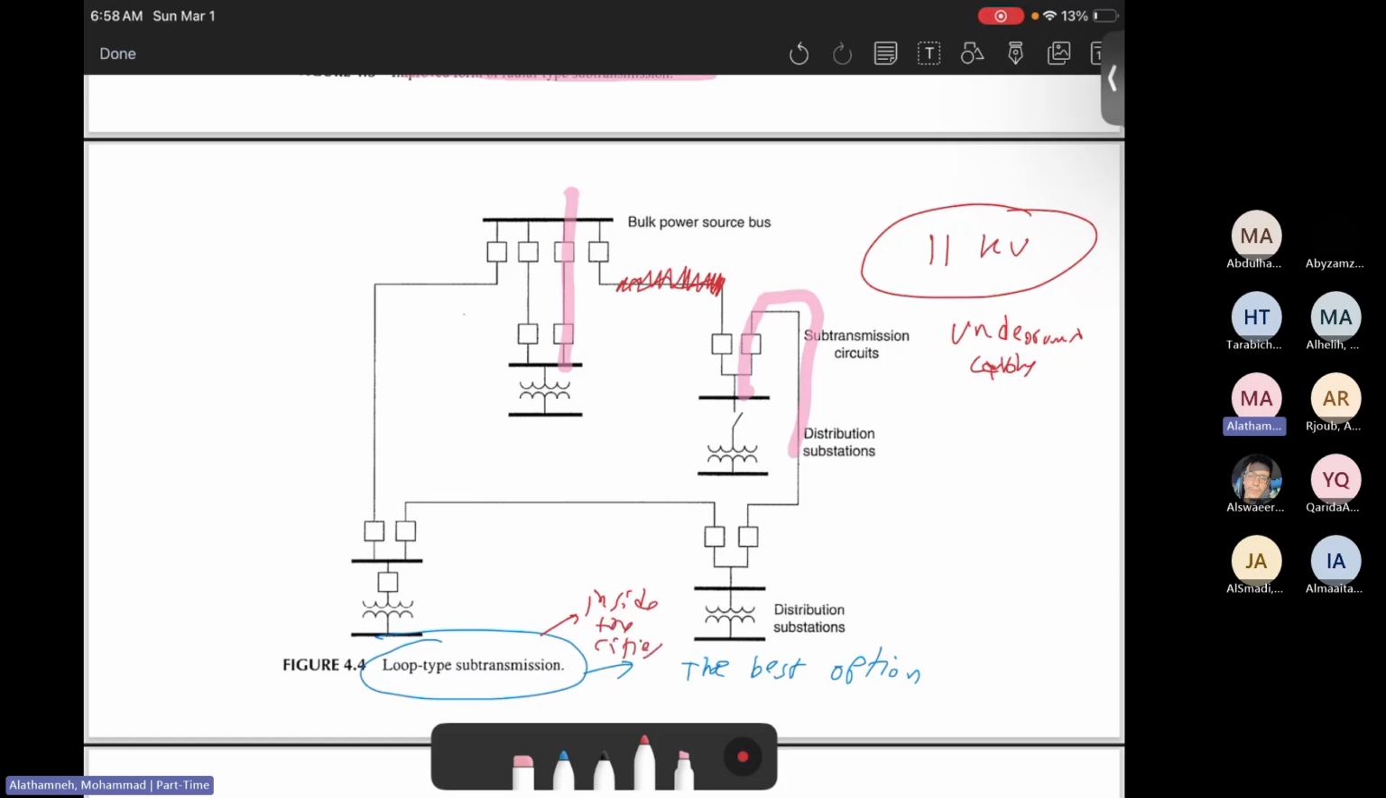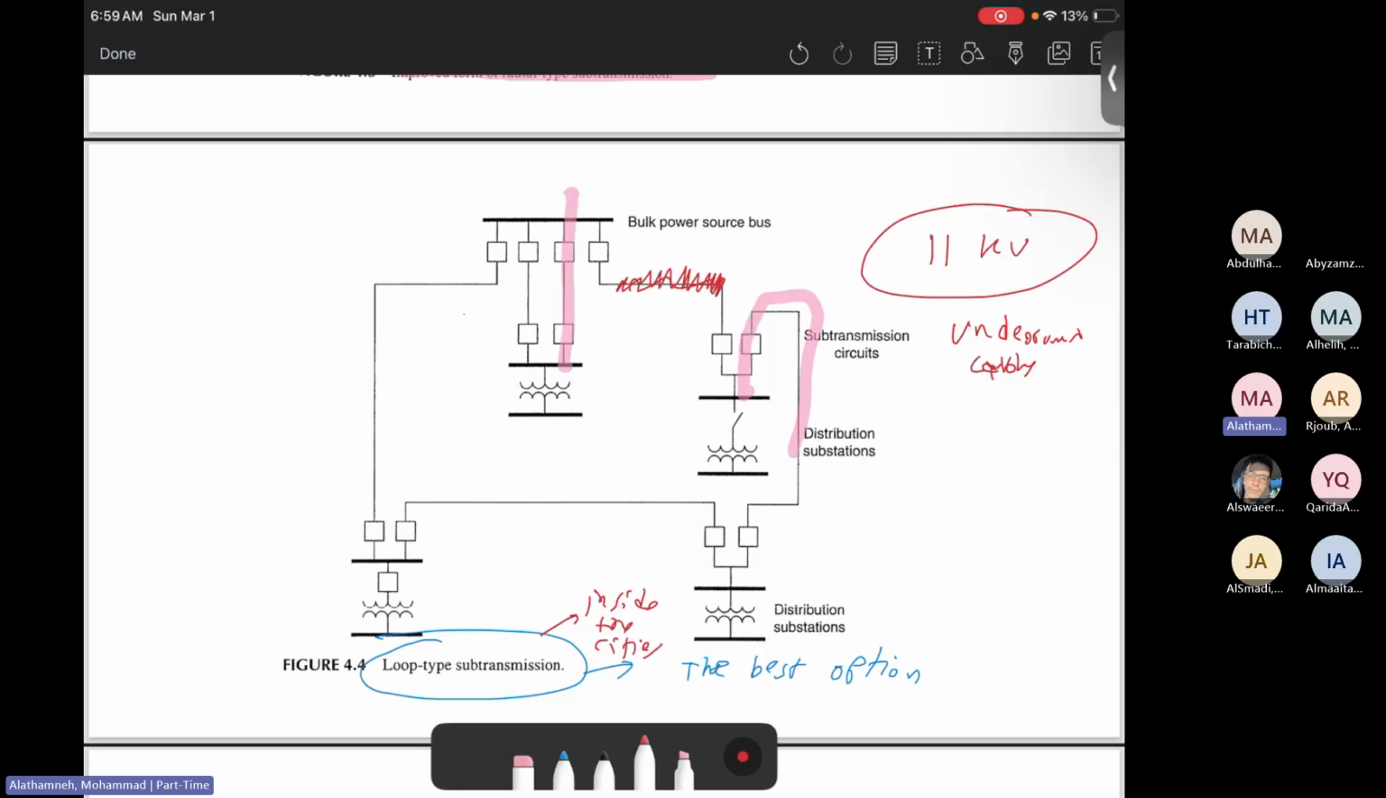So if there is one line out of service, the rest of the system can still supply the power for the system without any interruption, to avoid any power interruption for the customers. That's the advantage of the loop. And of course, it's inside the city, so you can find it, for example, in Amman downtown, in Abdoun area, in Irbid downtown, etc. So you can see it's based on loops.